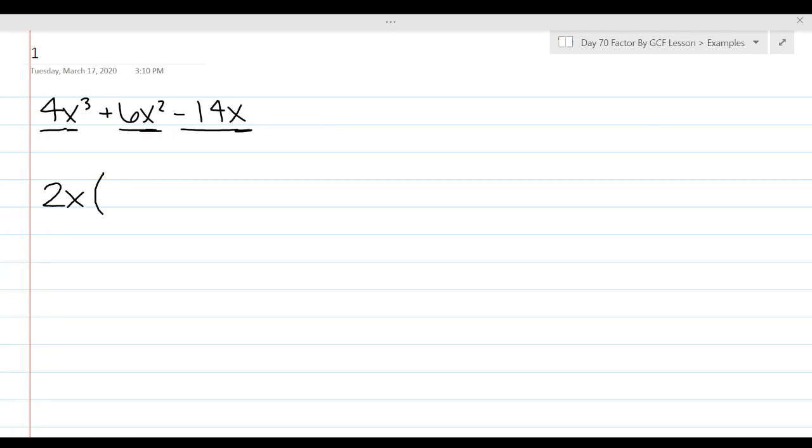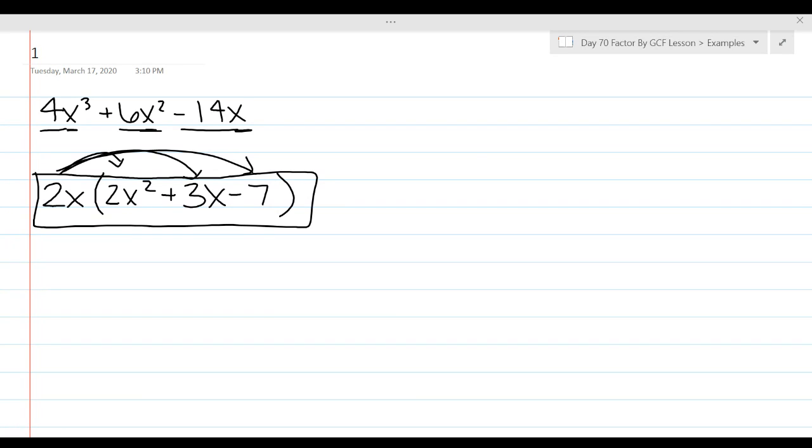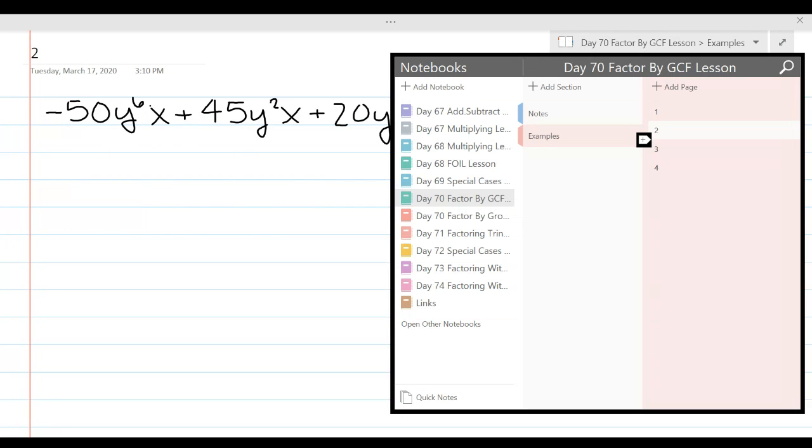Okay, now we're just going to rewrite it. So 4x to the third divided by 2x, it's going to be 2x squared plus 2x squared divided by 2x, it's going to be 3x minus 14x divided by 2x, so minus 7. Now, this should look a little bit familiar to you. This should look like something we've been doing in the past few days. If you guys want to check your answer, you can go through and distribute everything. You do not have to. That's not required. But that's all you have to do. That will be our final answer right there. Fairly simple.